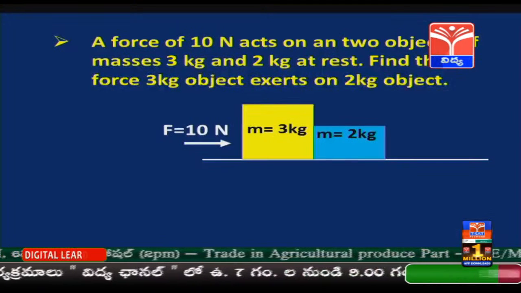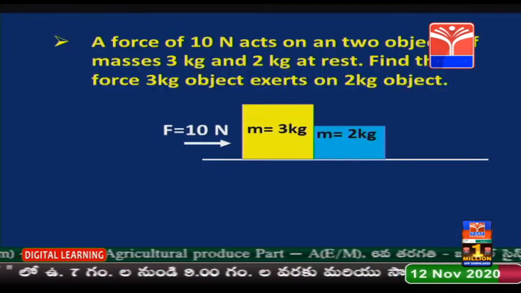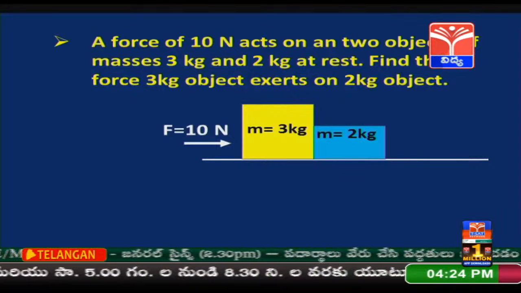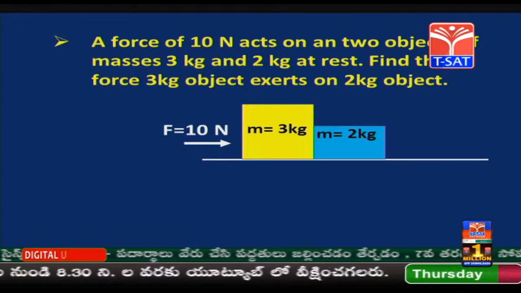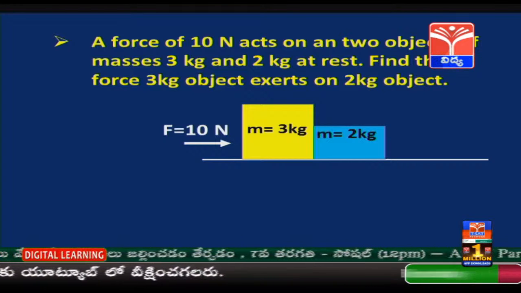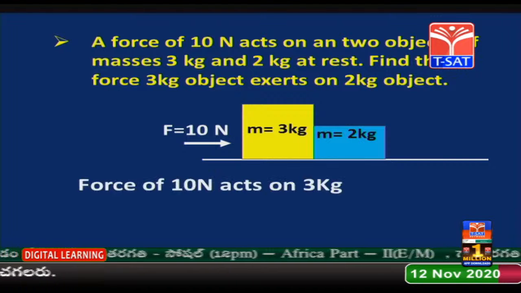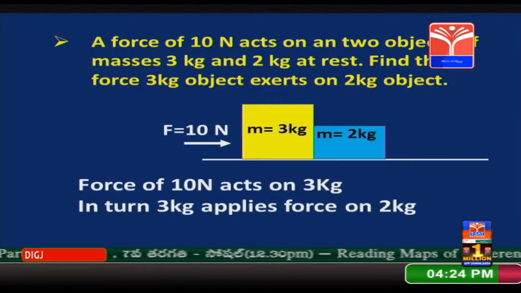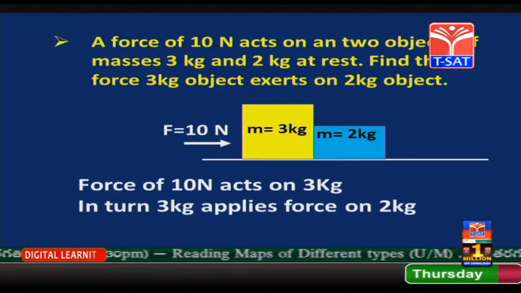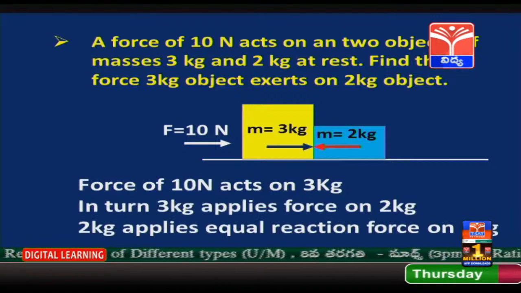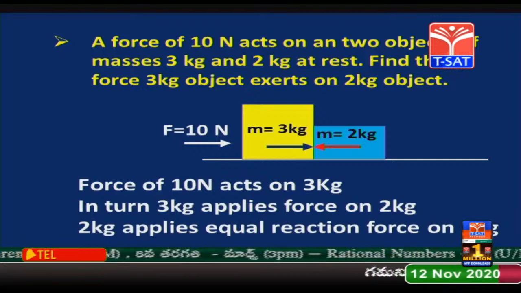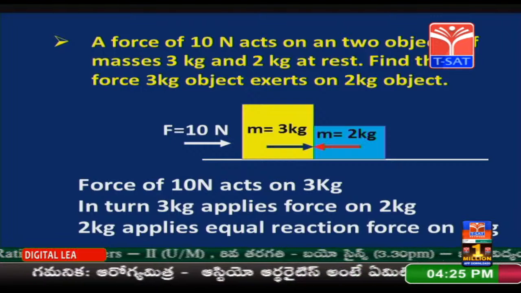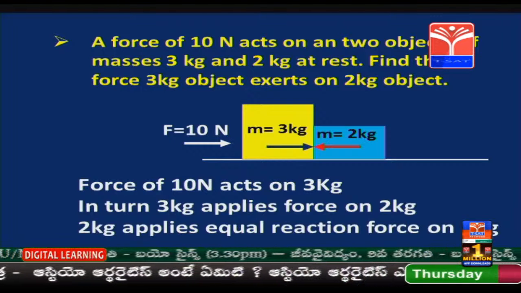Consider another numerical. A force of 10 Newton acts on two objects of masses 3 kg and 2 kg at rest. Find the force which the 3 kg object exerts on the 2 kg object. So, a force of 10 Newton acts on the 3 kg. In turn, the 3 kg applies force on the 2 kg object. Exactly the same force, that is the reaction force, will be applied by the 2 kg. The 2 kg applies an equal reaction force on the 3 kg.